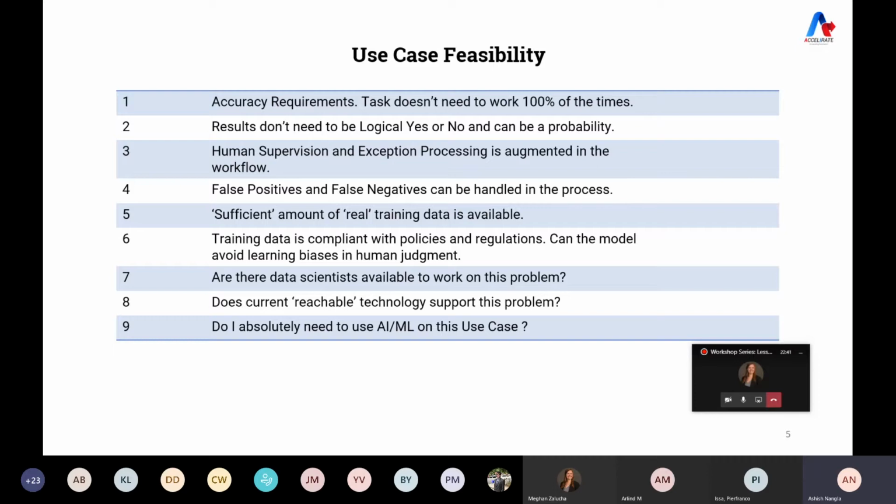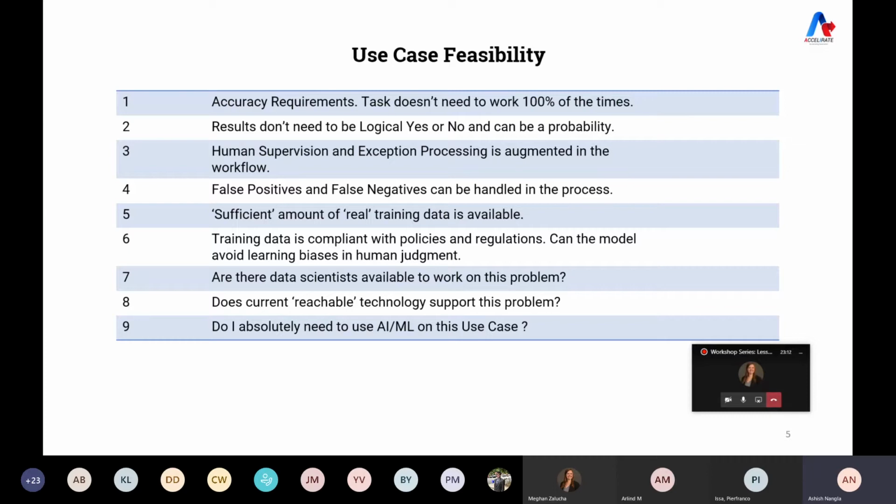The other one is that false positives and false negatives can be handled in the process. So it's not just that if something got misclassified, or misunderstood, or misextracted, that's the end of it. It shouldn't be the end of it. The other thing is you should have a sufficient amount of real data available. You should have production quality data, which is actually what your business is experiencing and not fake data. We discussed this at length last time, but again, reiterating that.